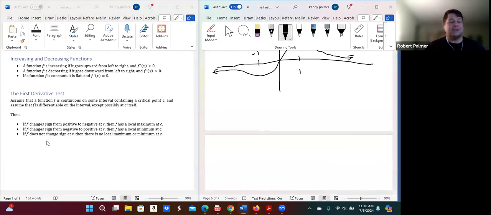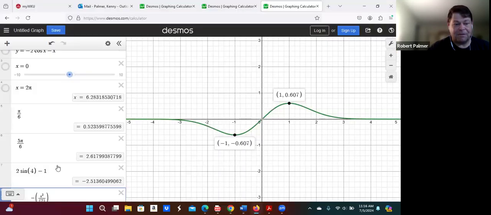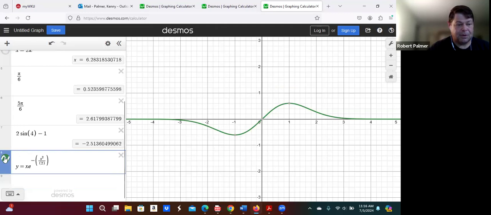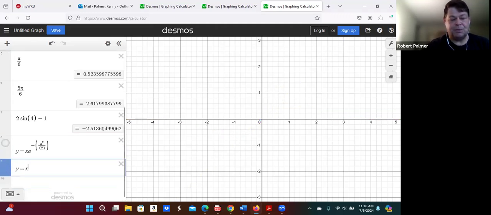Down here at the bottom of the derivative test, it says if the sign does not change at c, then there's no local maximum or minimum at c. Let's take a look at one more where that's the case. So let's just do a basic one. f of x is equal to x cubed. You probably know what the x cubed graph looks like. Let's go back and graph that as well. So y equals x cubed.